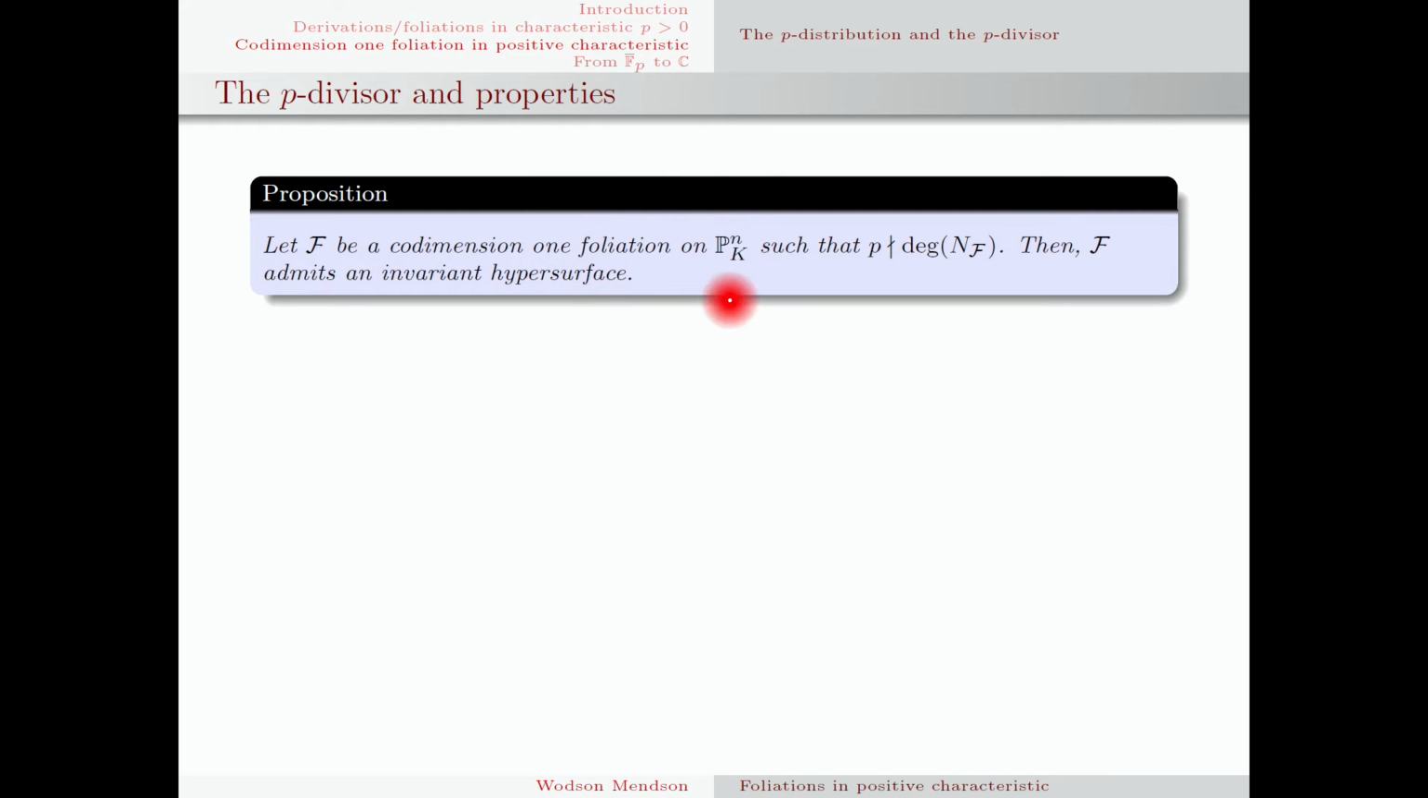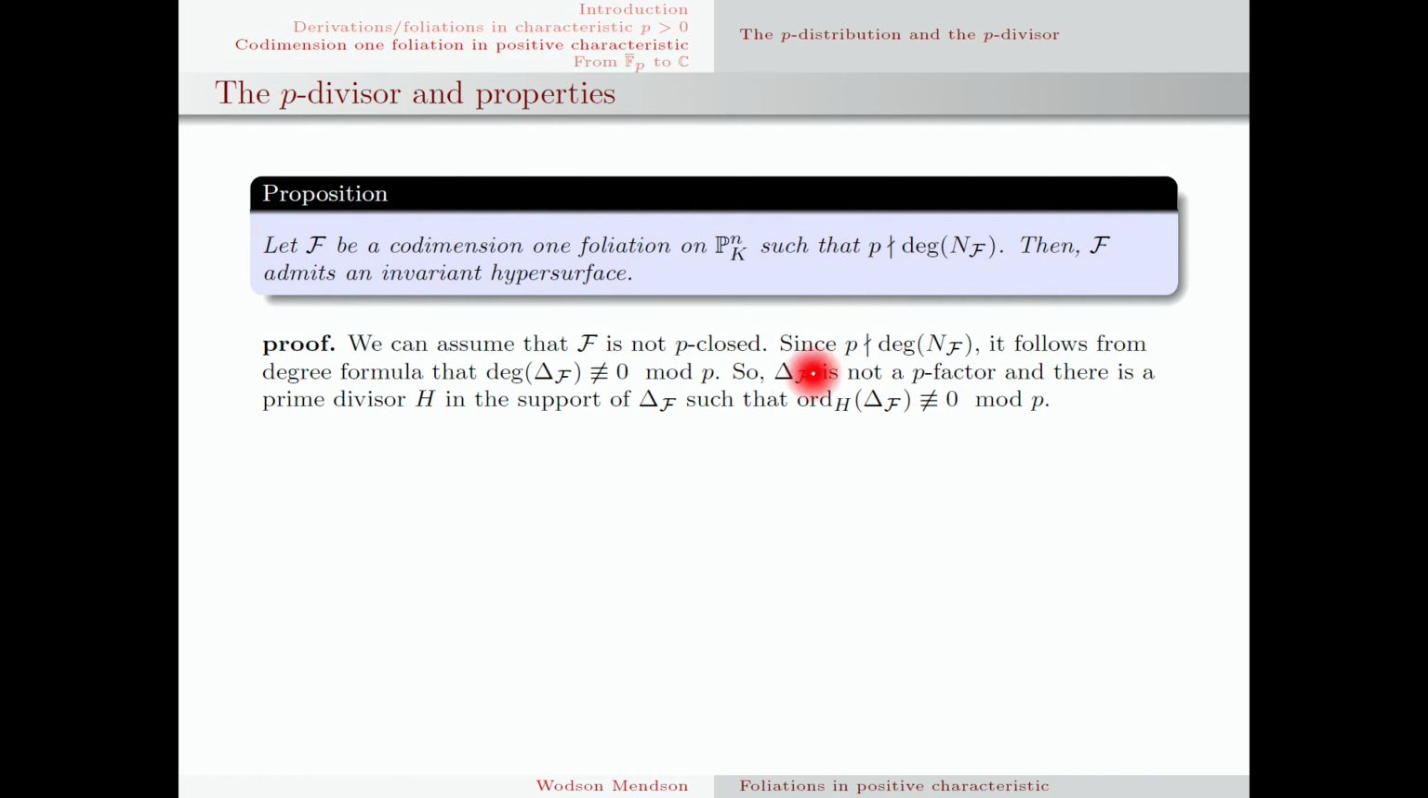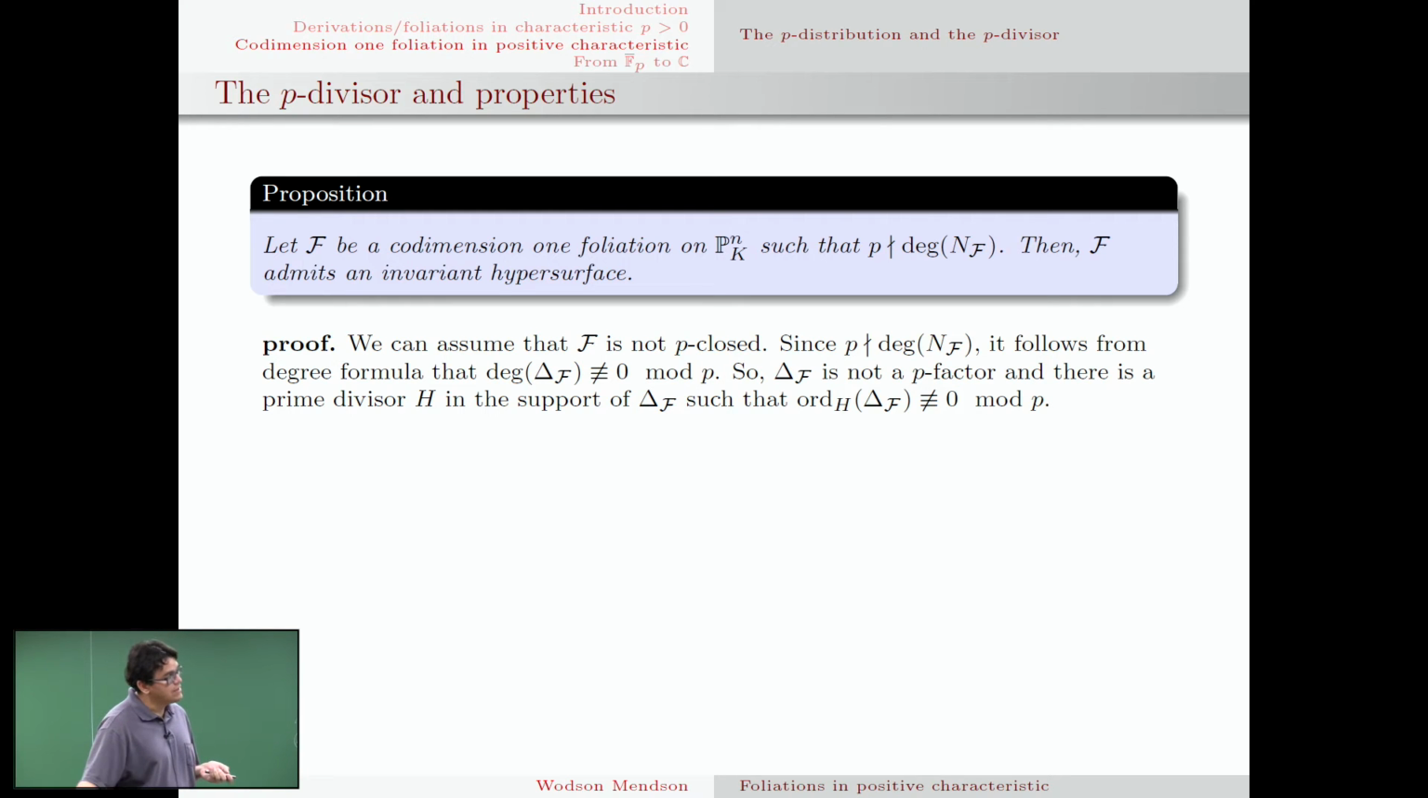So here we have a property. We take a foliation on Pn, and assuming that the characteristic does not divide the degree of the normal bundle, then we can check that f admits an invariant algebraic surface. We are just looking at the degree of the p-divisor. So we assume that f is not p-closed. We have this condition here, so this implies that the degree is not 0 mod p. So we have a factor in this divisor with multiplicity that does not divide p. It's not divisible by p. So we get this, and we get to the solution.